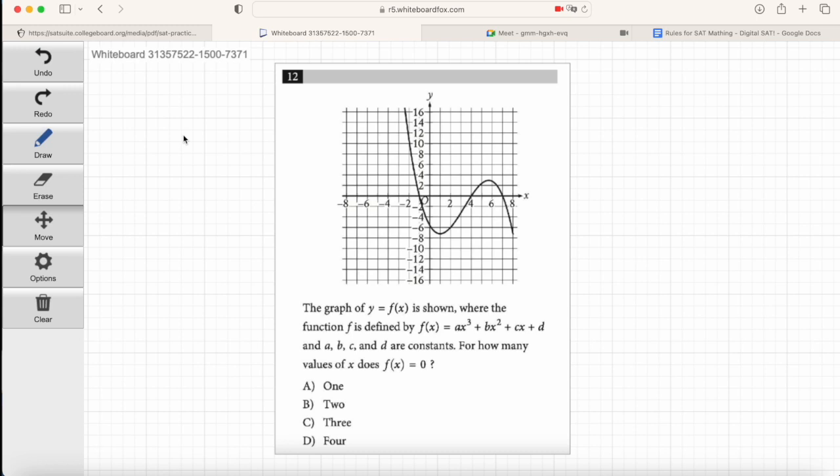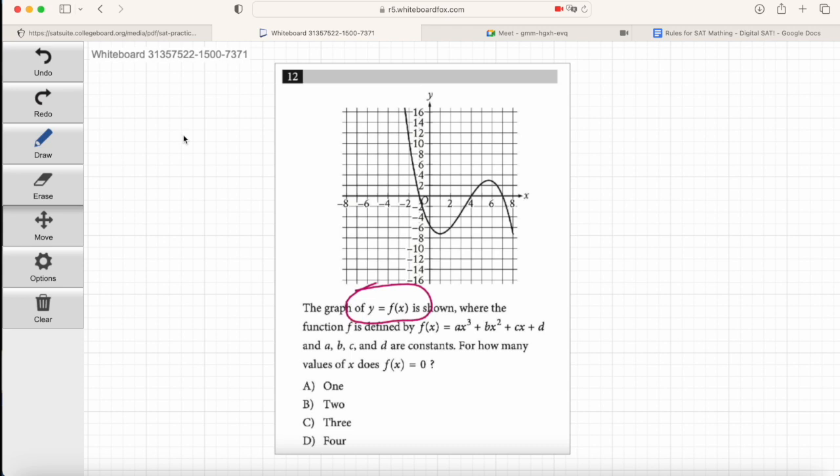What are we solving for here, Tanner? We are solving for how many values of x does f of x equal 0. Does that make some sense? We were just talking about function notation a little bit earlier, right? And remember I said that f of x and y are interchangeable. It's the same thing. In case you were kind of confused about that, they remind us here. y equals f of x. It's the same thing.